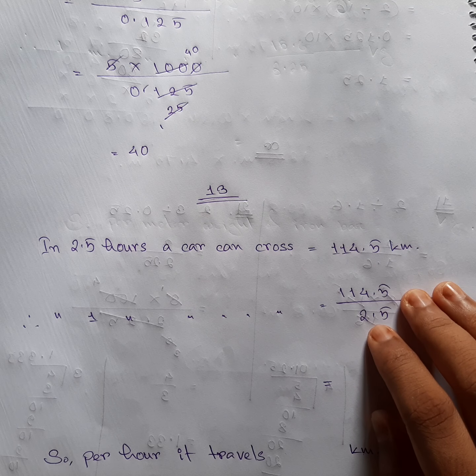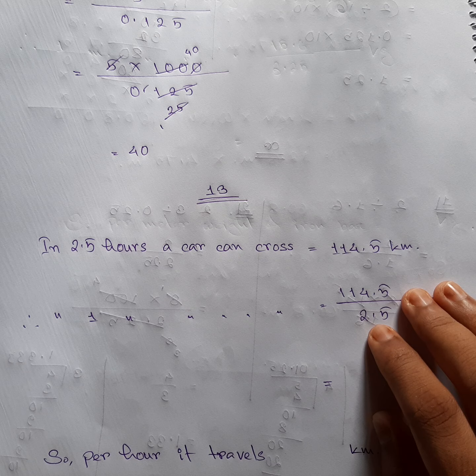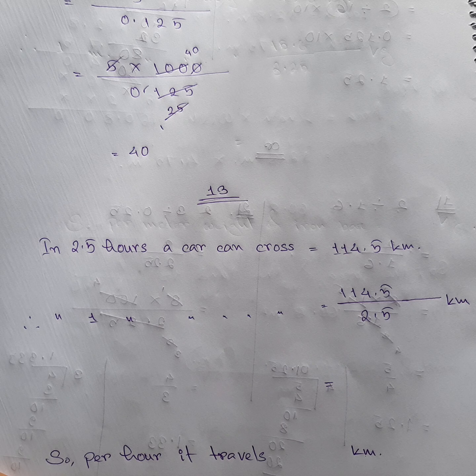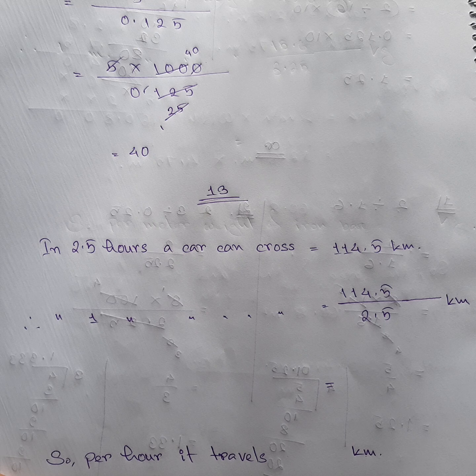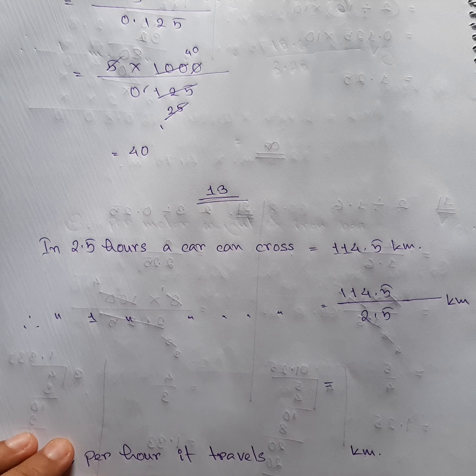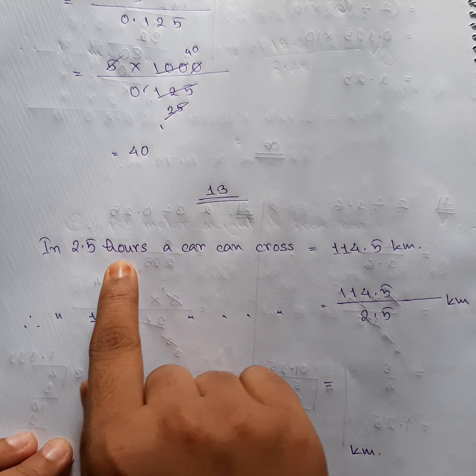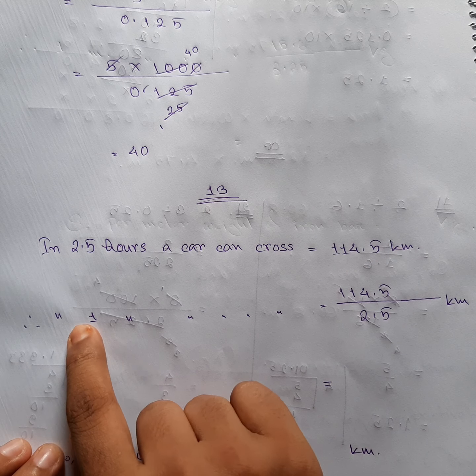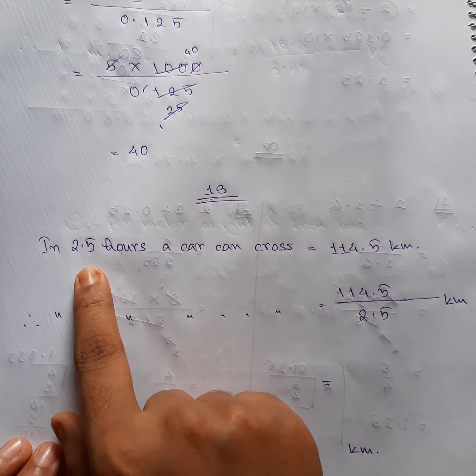Short question. Then the 30 number question: a car has traveled 114.5 kilometers in 2.5 hours. How many kilometers did it travel in 1 hour? So we are supposed to find out how many kilometers it can travel per hour. If in 2.5 hours a car can cross 114.5 kilometers, then in 1 hour it will definitely be less.